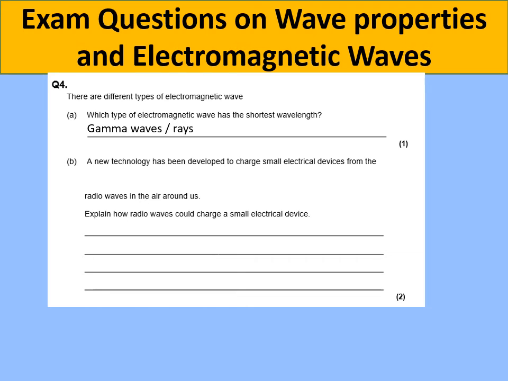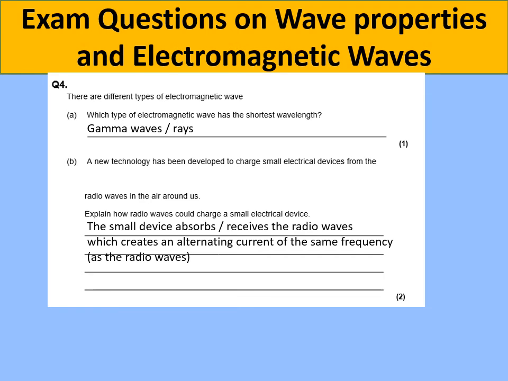So question 4 on electromagnetic waves. There are different types of electromagnetic wave. Which type of electromagnetic wave has the shortest wavelength? The shortest wavelength is the one with the highest frequency, about 10 to the power 15 hertz, and that's the gamma rays.